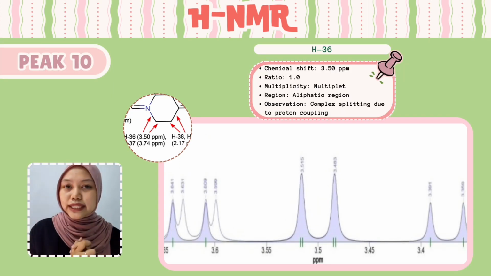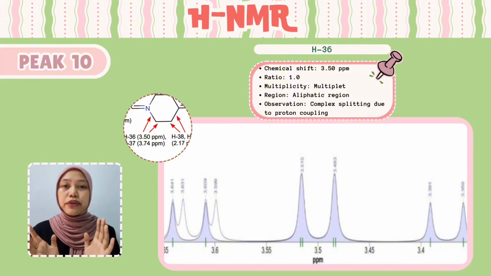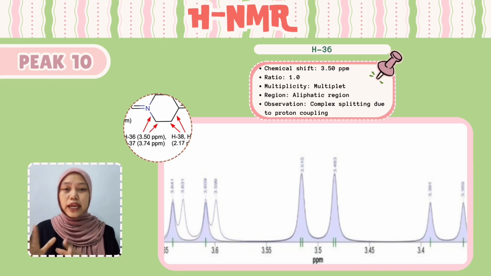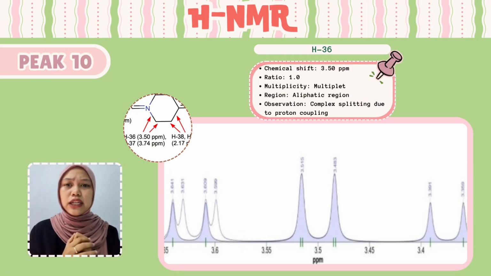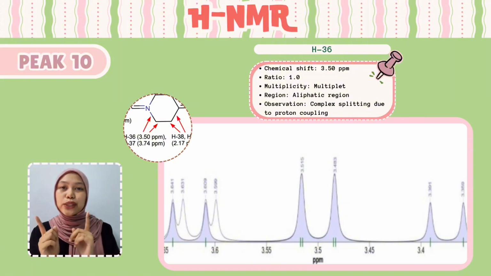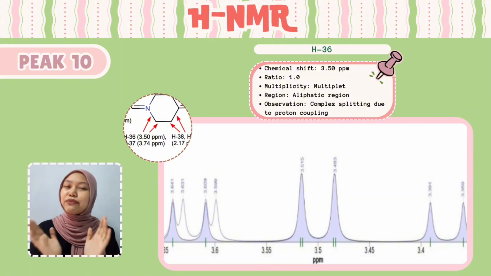And then, for peak 10, the signal at 3.50 ppm corresponds to hydrogen 36 with a ratio of 1 hydrogen. This peak appears further upfield, showing that this proton is more shielded. The multiplet pattern comes from interaction with neighboring protons in its aliphatic environment.